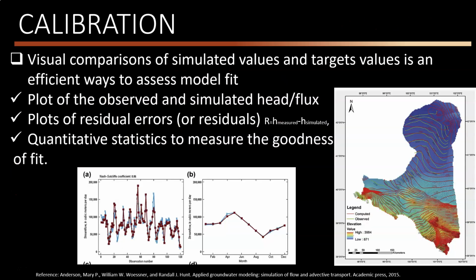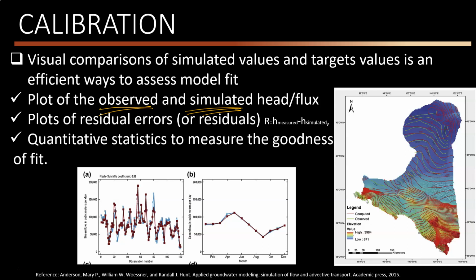There are multiple ways to represent the goodness of your model, or to decide or pick the best solution out of the family. One way is that you can visually plot the observed and simulated head and flux data. So there are multiple ways. In this slide and next slides, I've shown you some examples.